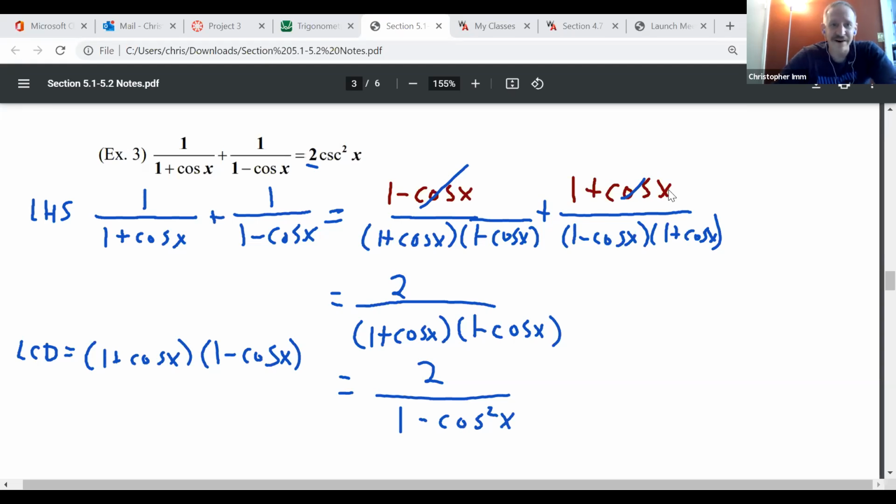Okay, so all we've done so far is algebra. We haven't done any trig, but now I think it's time to do some trig, right? So Caleb, what can we replace that denominator by?